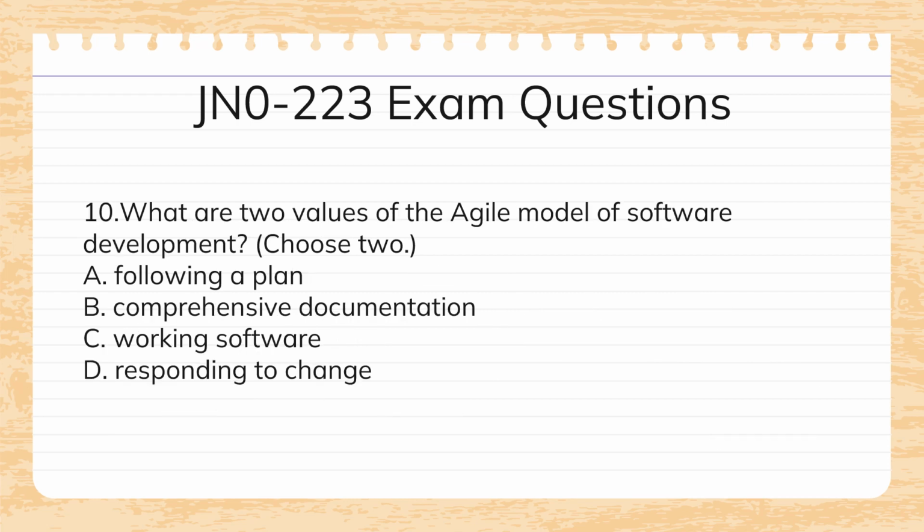10. What are two values of the Agile model of software development? Choose 2. A. Following a plan. B. Comprehensive documentation. C. Working software. D. Responding to change.